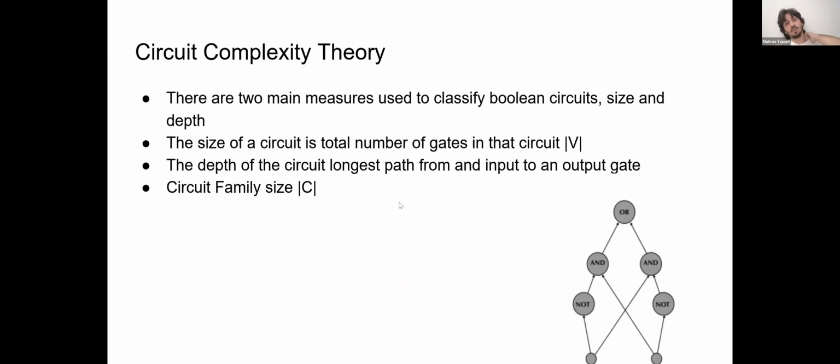There are two main measures in circuit complexity theory to measure the complexity of a circuit: size and depth. Size is the number of gates in the circuit, and depth is the longest path from an input node to the output.